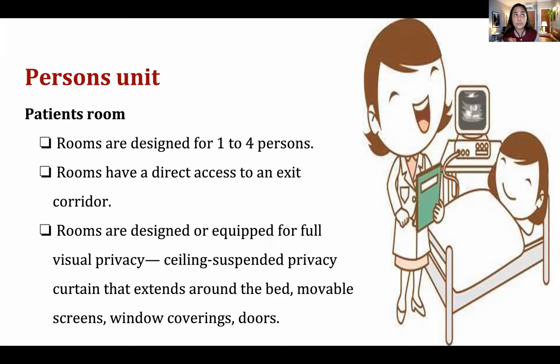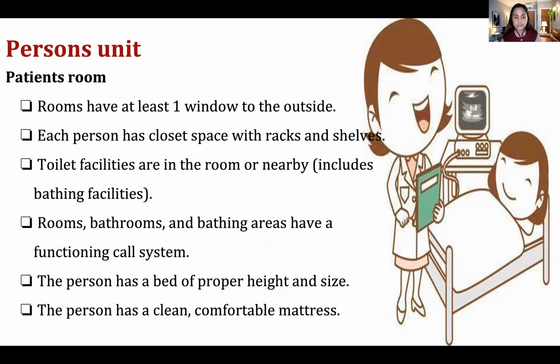Rooms are designed or equipped for full visual privacy. If the room is semi-private, at least there will be a curtain. Rooms have at least one window to the outside. This is a way to view the outside world so the patient will not feel stressed from being confined in one room. Each person has a closet space. It means there is a cabinet or shelves for one patient, so she can put her personal things.